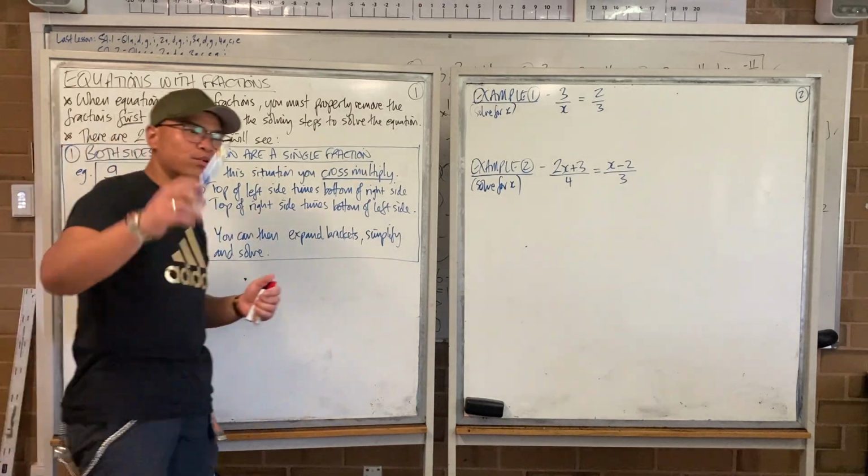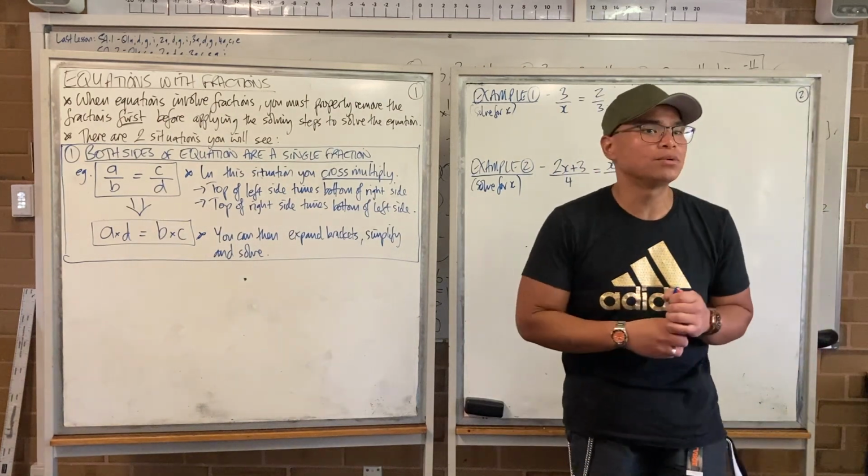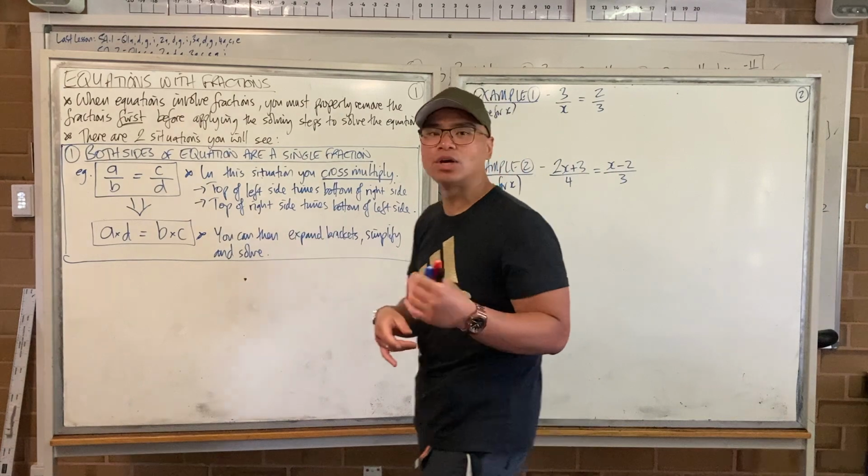Does anyone know what the number on the top of a fraction is called? There's a name for it. Numerator. Good. And what is the number on the bottom called? Denominator. Good. So you have terminology.